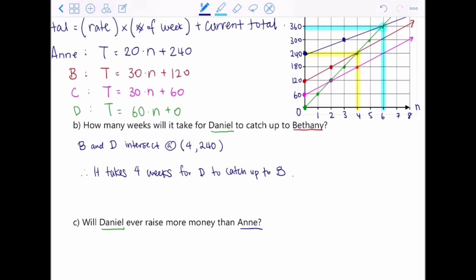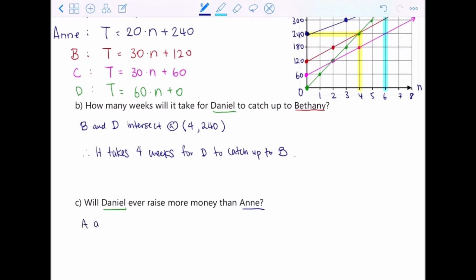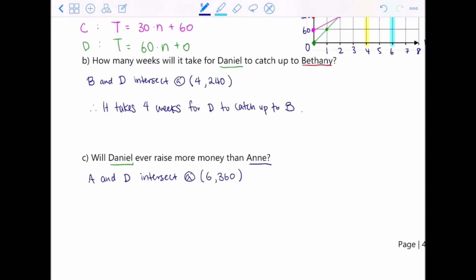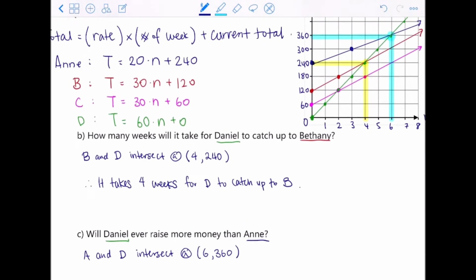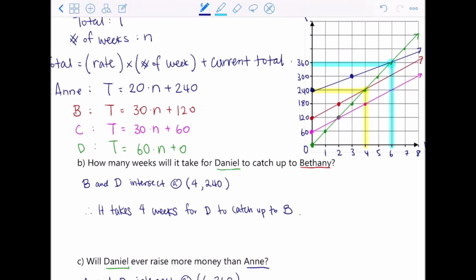So we can say that A and D intersect at coordinates 6 and 360. Okay, so will Daniel ever raise more money than Anne? Yes, because after the week 6, Daniel's above here, above Anne. So he will always earn more and more over the weeks compared to Anne.